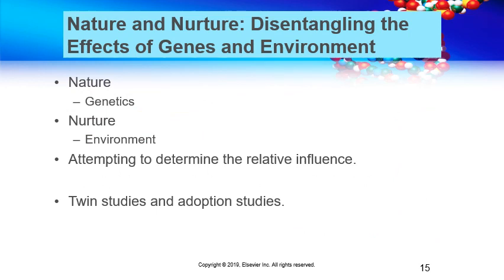Okay, now we all know about nature and nurture. We have the nature, which is the genetics, and the nurture, which is the environment. And we try to study those to see if we can determine the relative influence. And when they do this, they do a lot of twin and adoption studies.